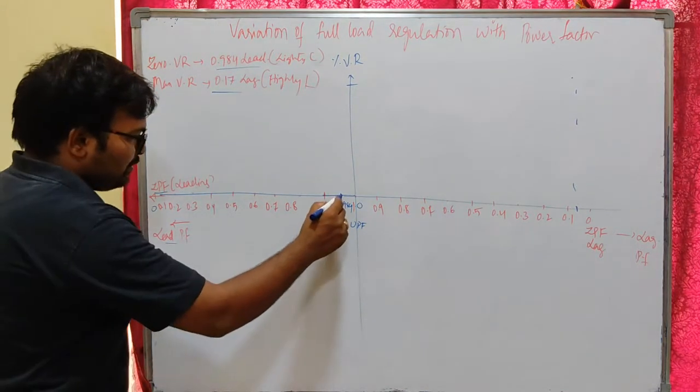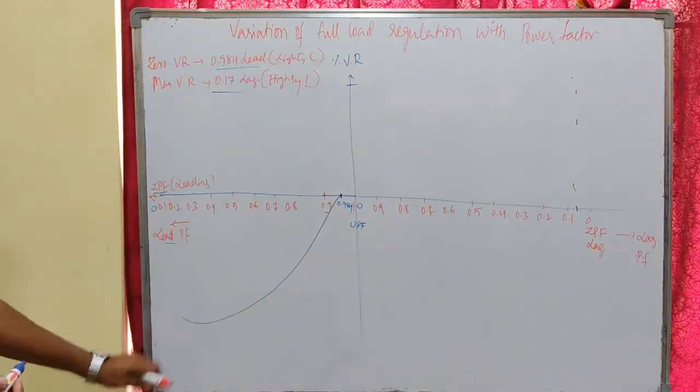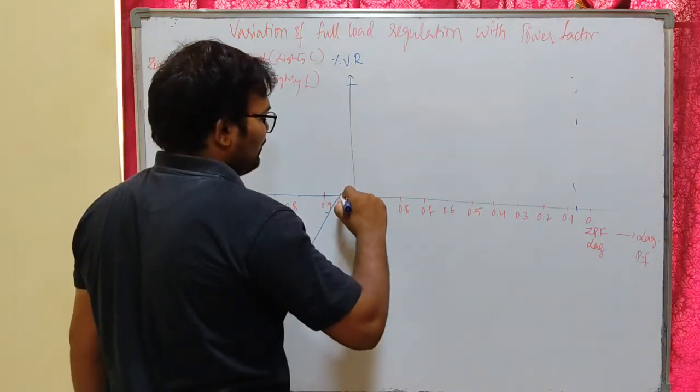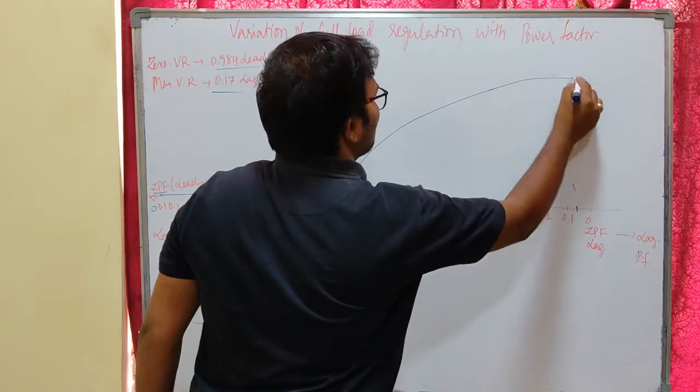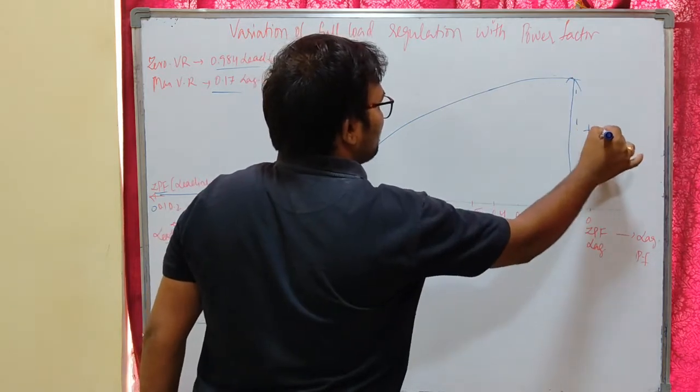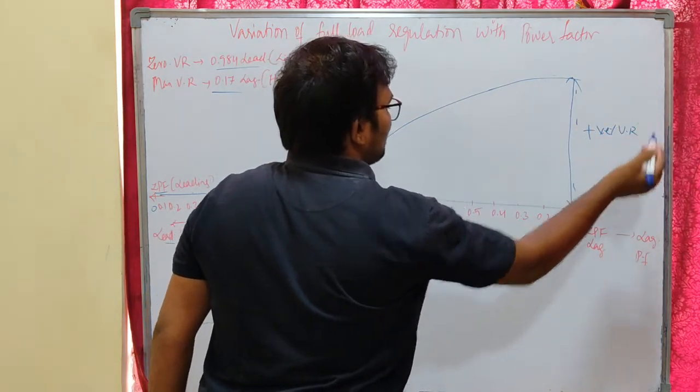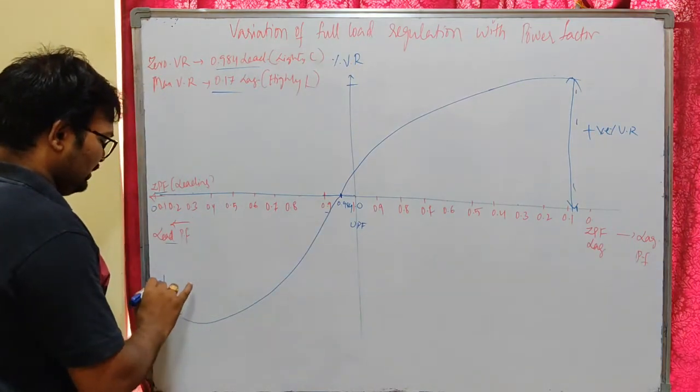So for that I am going to draw it like this. This is the curve for leading, and for lagging it will be like this, so this point should meet here. This is the maximum positive voltage regulation, this is positive percentage voltage regulation, and this is negative percentage voltage regulation.